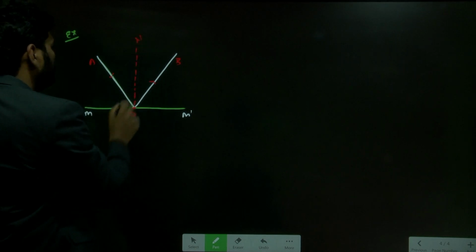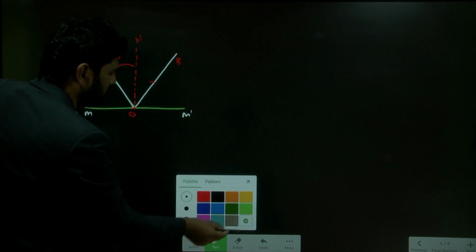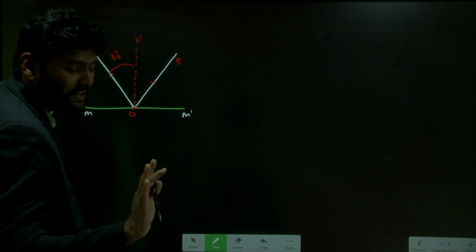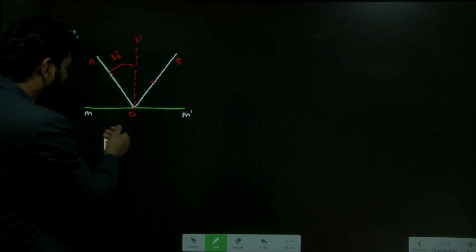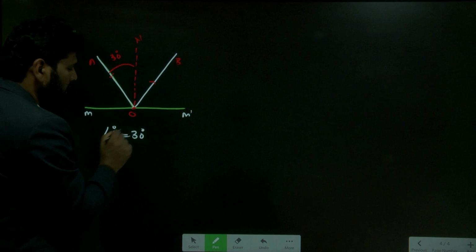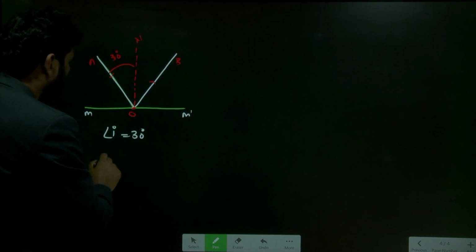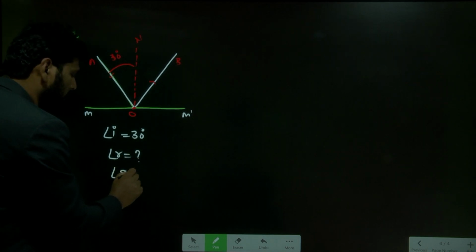And here, this is called what? Normal. Very good. Now for example, this is 30 degrees. What is the name of this 30 degrees? Not incident light ray, that is the incident angle. Incident angle is generally represented with the letter I. Angle I is equal to 30 degrees. Now my questions are, what is the angle of reflection and what is the glancing angle?